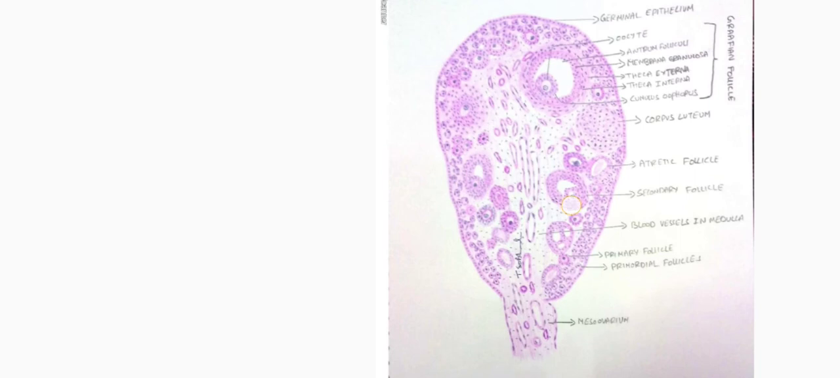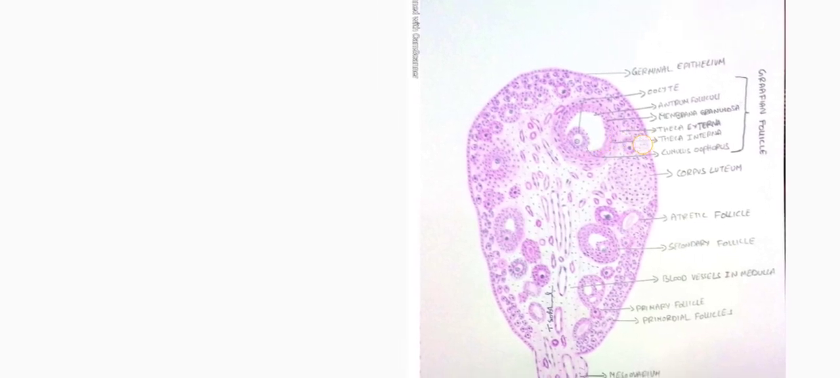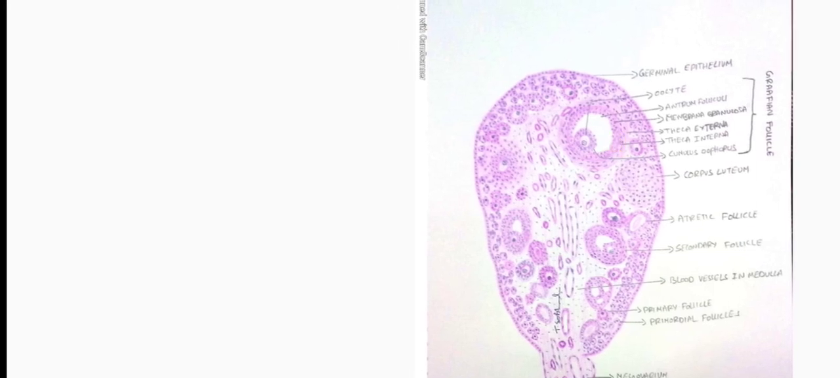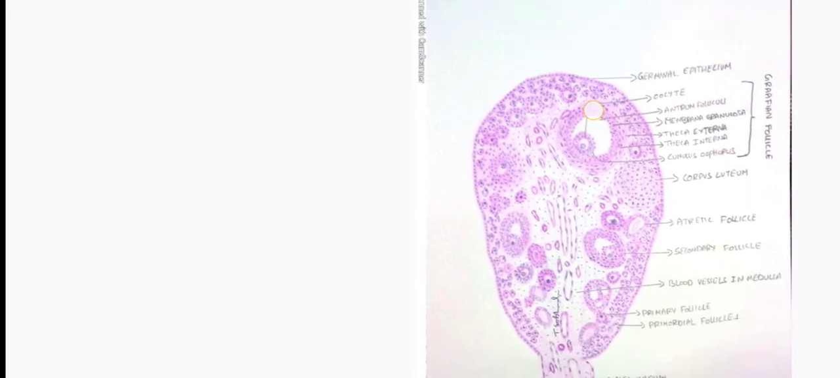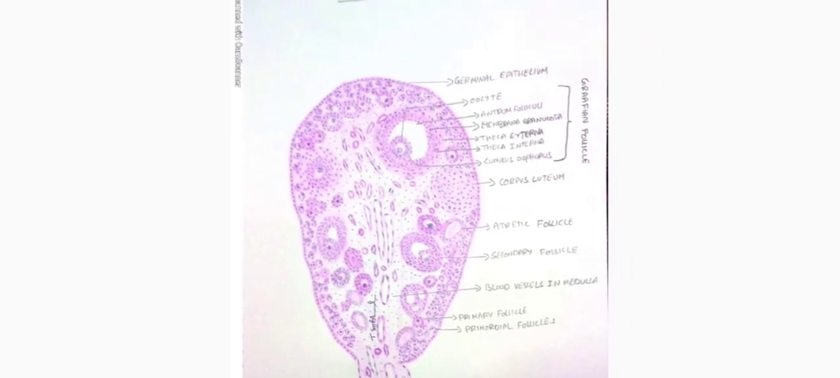And this is the secondary follicle, Graafian follicle, corpus luteum, atretic follicle, and cumulus oophorus, external theca, the theca externa, theca interna, antrum folliculi, oocyte, and germinal epithelium. These are the parts.